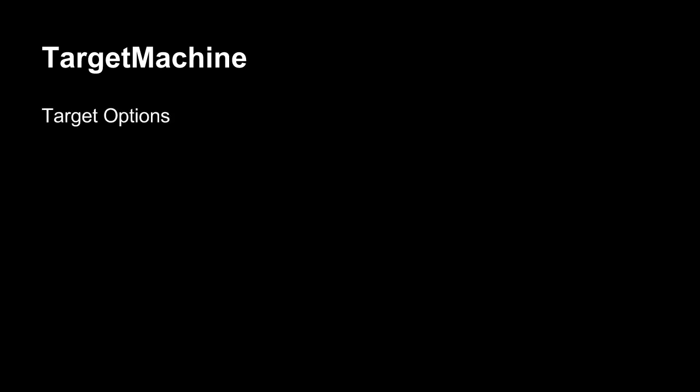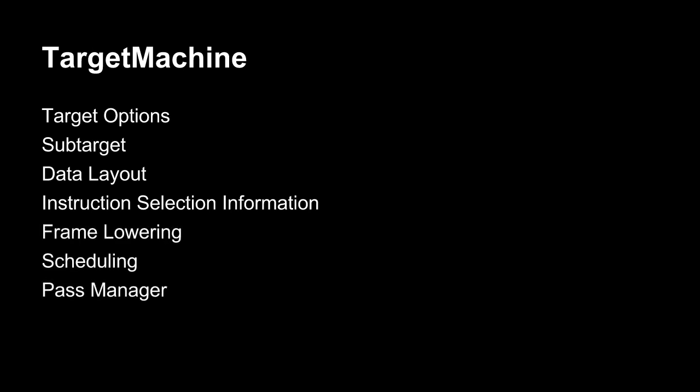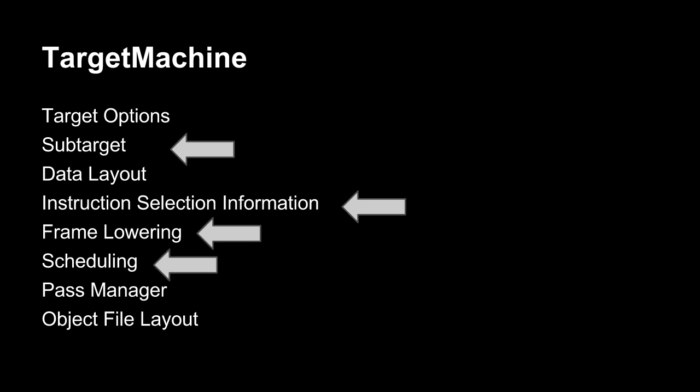So the target machine right now, or before I started this, contained target options. All right. The subtarget, okay. The data layout, fairly important. Instruction selection information, all of it, just for the subtarget though. Frame lowering, scheduling, pass manager, that's in the target machine, don't forget. Object file layout, all the object file layout stuff is also in the target machine. So remember, subtarget as part of the target machine, instruction selection, which is part of the subtarget, frame lowering, subtarget, scheduling, subtarget. So let's remove all these things, right, and see where we actually get to.